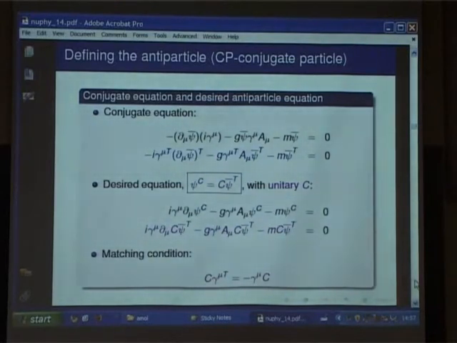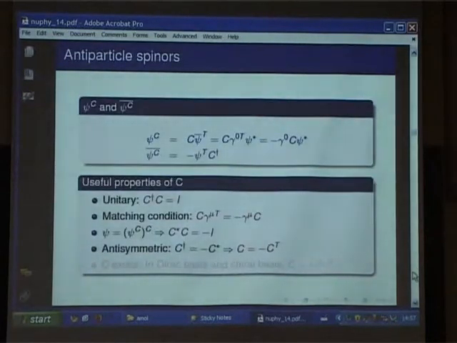I will tell you what this C is. C should always exist, right? If it doesn't exist, then all these things fall. We don't know. So let's go through this thing again.